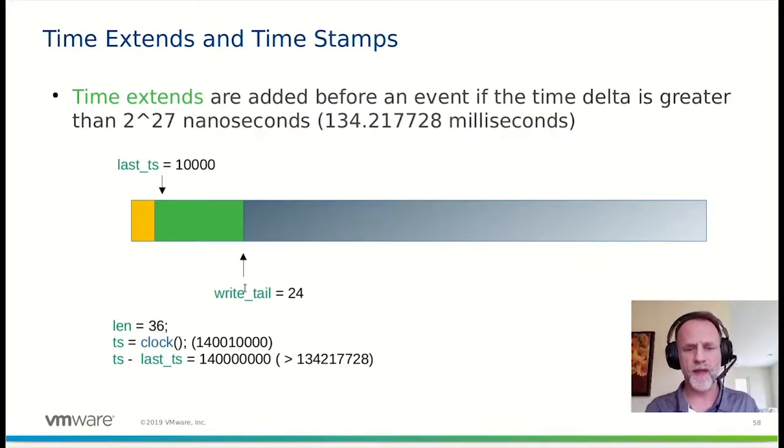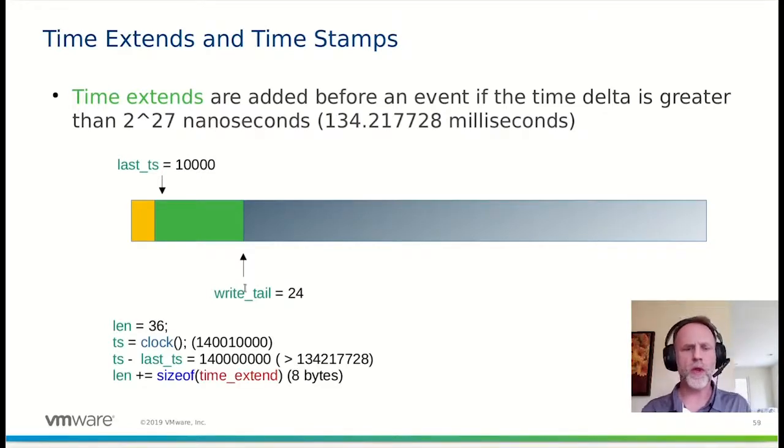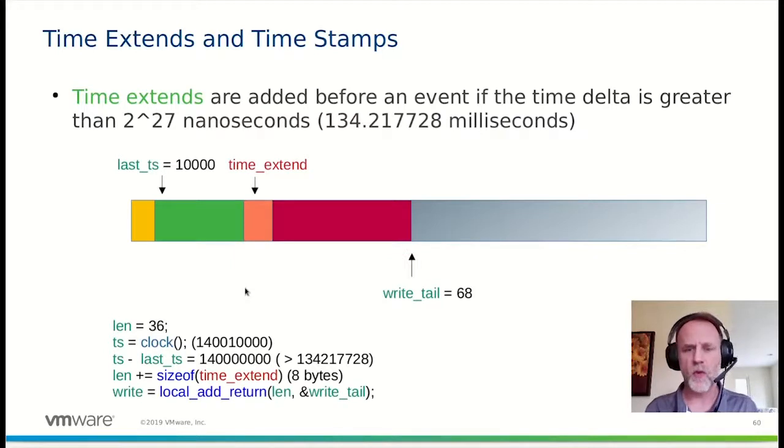So say my event happened, and the last timestamp of the event was 10,000. My new one is 140 million, 10,000. When I do the subtraction, it's 140 million, which is greater than the 134 million that was allowed in that 27 bits. So in this case I detect that it's greater than the max delta. We now add 8 bytes to the size of the event, which is enough to store a time extent event. So we actually allocate for two events when we do the local add return, one for the time extent and one for our event itself, and that way we put the full delta within the time extent.